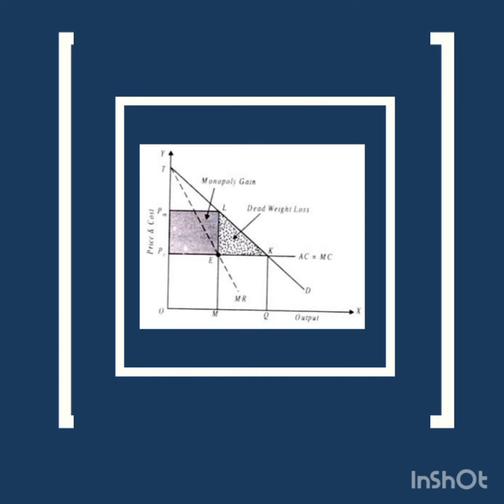Now, the monopolist would not produce OQ output, as he equates marginal revenue with marginal cost to maximize his profits. It will be seen from the figure that marginal revenue and marginal cost are equal at output level OM. Therefore, the monopolist will produce OM output and charge ML or OPM price. Thus, the monopolist has restricted output to OM and raised price to OPM. As a result, the monopolist makes profits equal to the area PMLEPC.